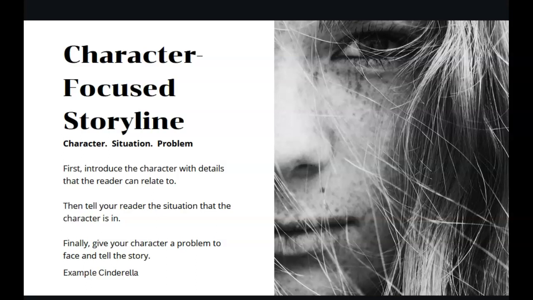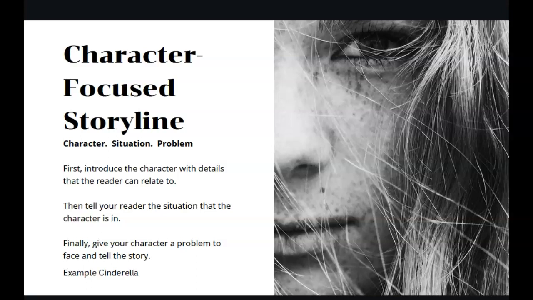But really you're focused in hard on who this character is, what kind of person that they are, and you're showing that through their action, through their behaviors. So first you want to introduce that character with lots of details that the reader can relate to. Even if they don't necessarily personally identify with your character, you want them to be able to understand that character. You also want to tell your reader the situation that that character is in and give it lots of good detail. And then your character is going to have a problem to face.